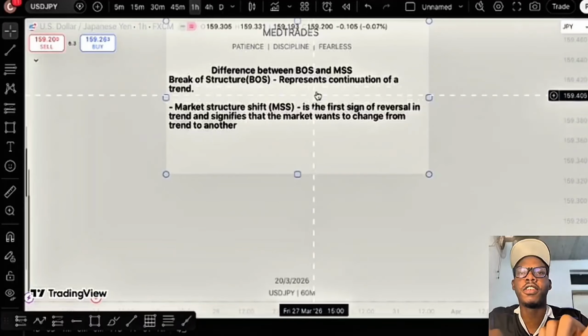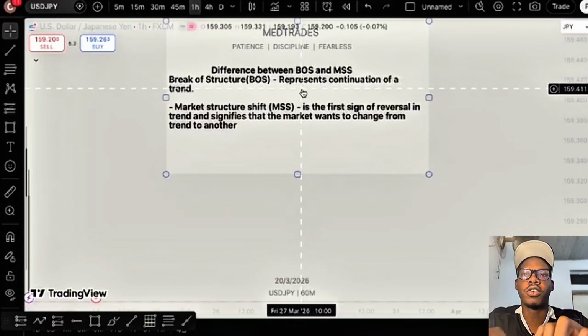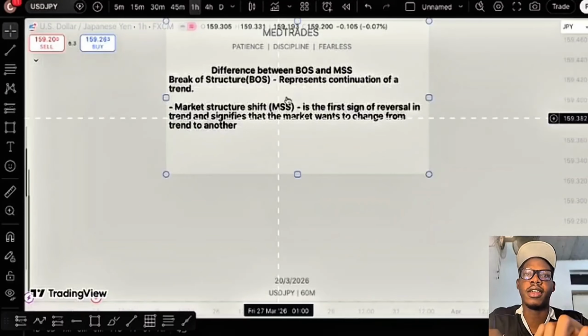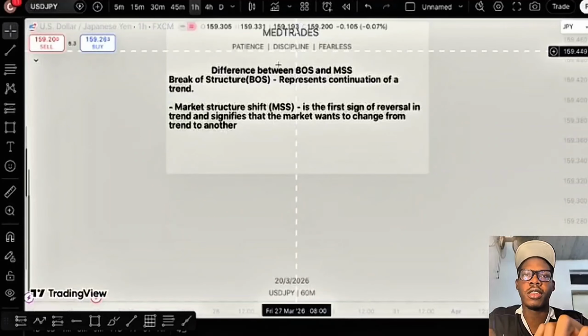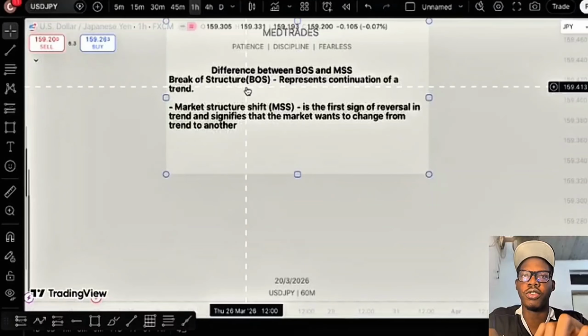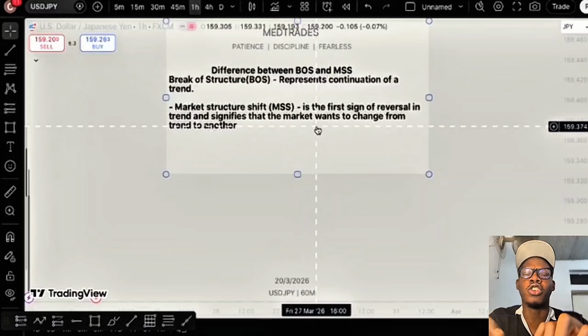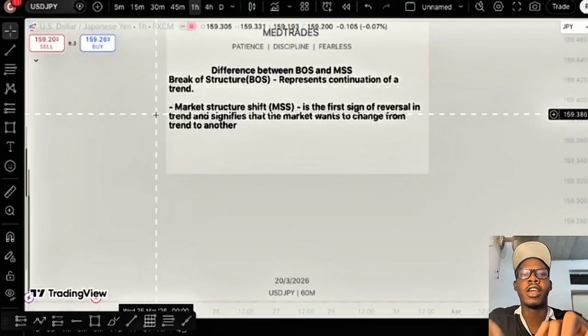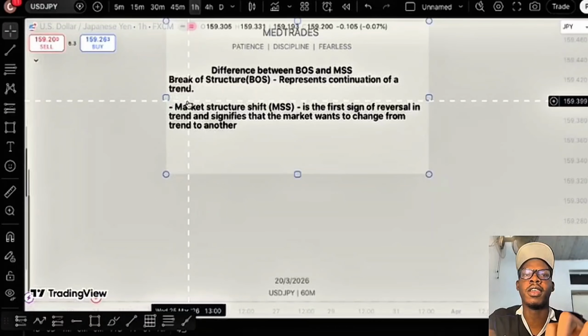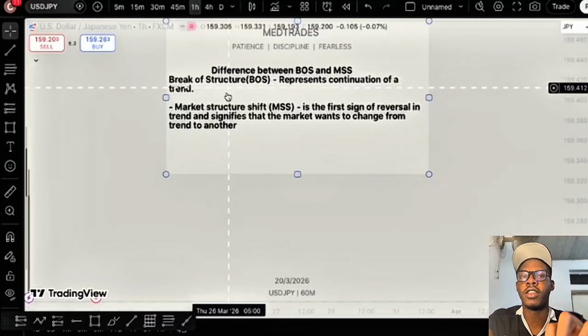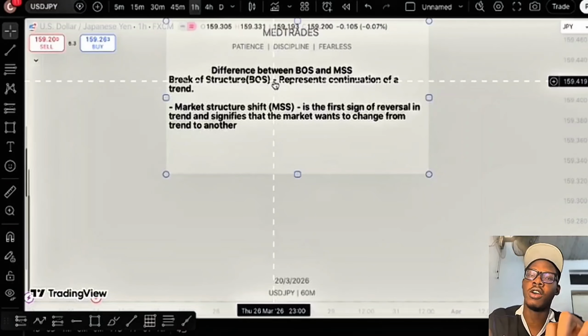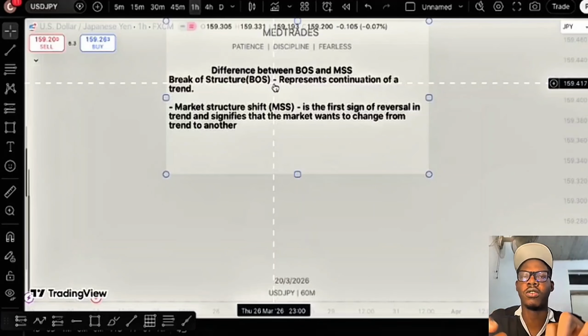So now the difference between break of structure and MSS is that BOS, break of structure, represents a continuation of a trend, right? In my previous video, Genesis analysis, I simplified how to determine trends. Either it's going to be an uptrend, downtrend, or a consolidation trend.